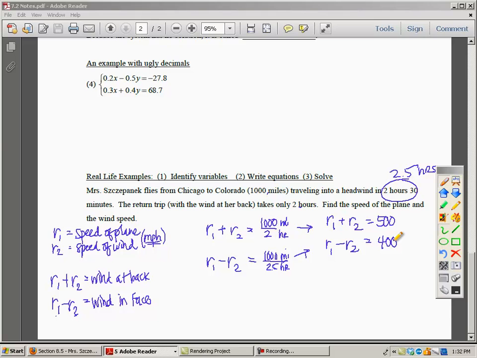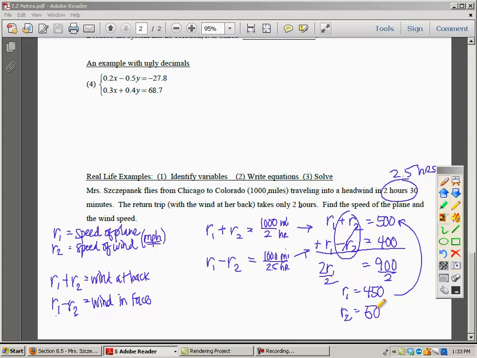I'm going to add them now. If you look, I have my opposites. Sorry for the delay. I have my opposites, so I'm going to add them straight down. R1 and R1 means I have 2 of R1. These cancel, equals 900. So when I divide by 2, R1 is 450. If these two together have to add up to 500, then R2 has to equal 50.